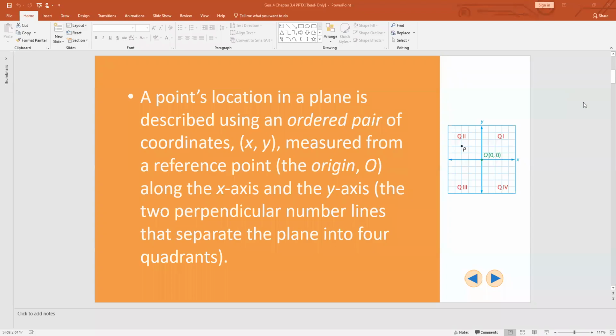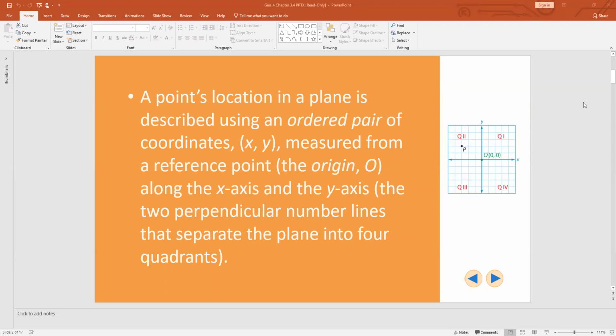Okay, so a point's location in a plane is described using an ordered pair of coordinates, which we represent in parentheses divided by a comma as the X and Y coordinates. We measure this from the reference point of the origin, which you can see on the graph there to the right. That is the point where the X-axis and Y-axis meet, and its coordinates are 0, 0. And that separates the plane into 4 quadrants.